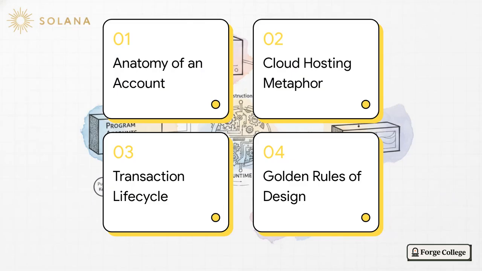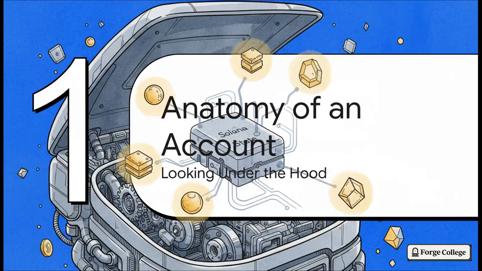To help make sense of this new architecture, we've got a clear, four-part blueprint for you today. First, we'll look at the anatomy of an account. Second, we'll explore the cloud hosting metaphor. Third, we'll map out the transaction lifecycle. And finally, we'll wrap up with the golden rules of design. Let's jump right into Section 1, Anatomy of an Account, looking under the hood.